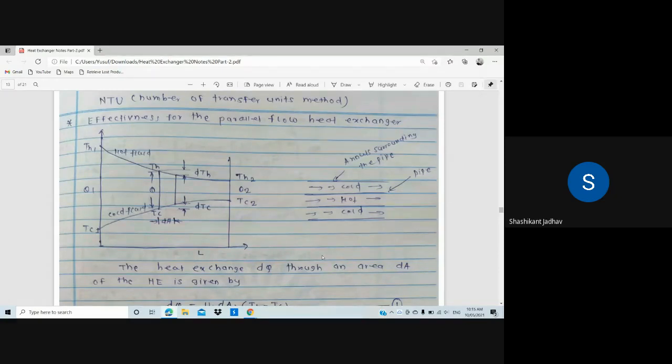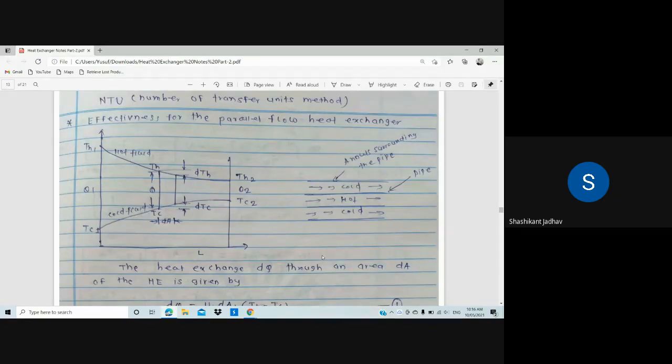Okay, and we are considering one small elemental area, that is dA, and so for that dA, temperature of hot fluid is TH and temperature of the cold fluid is TC. Okay, and the hot fluid temperature reduces by dTH and cold fluid temperature increases by dTC. Okay, so all of you draw this diagram for the effectiveness for the parallel flow heat exchanger.